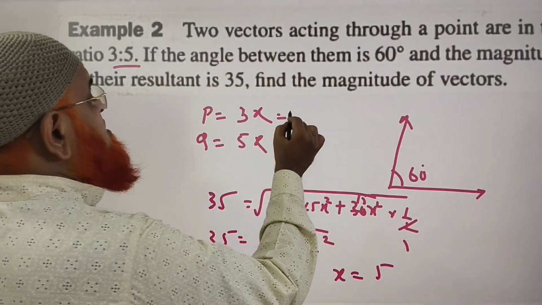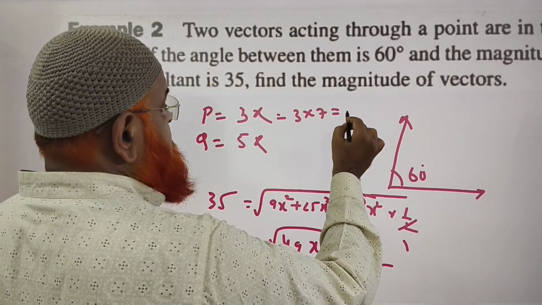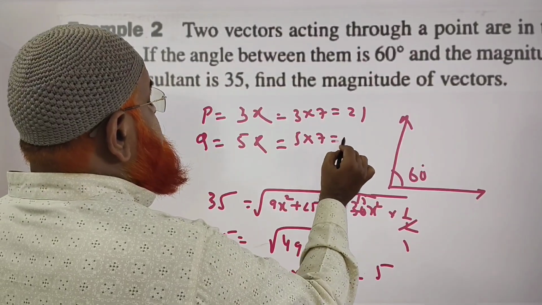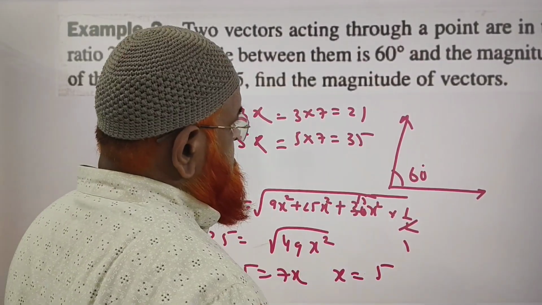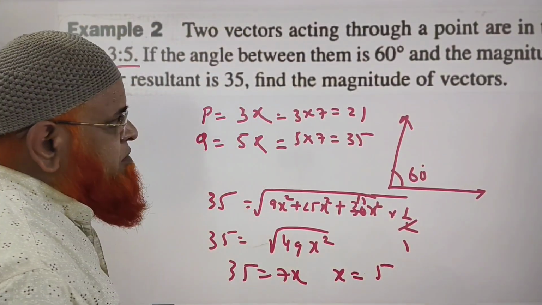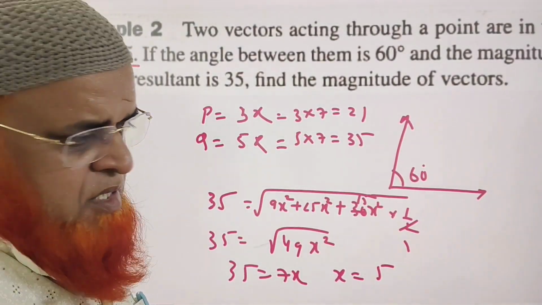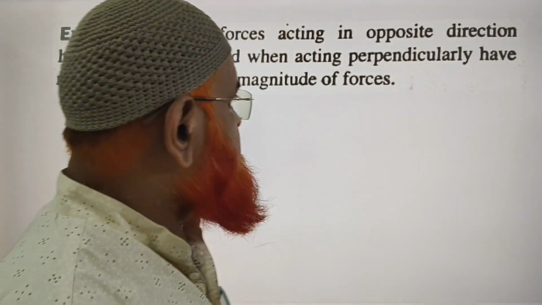That means p is equal to how much? 3 into 7, 21. And q is 5 into 7, 35. Understood? We found the magnitude of the vectors. This is also a little bit simple. We go for a little bit complex one.